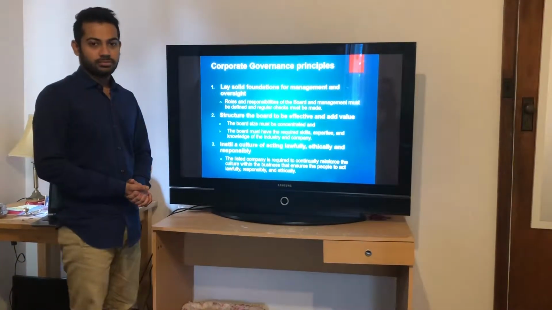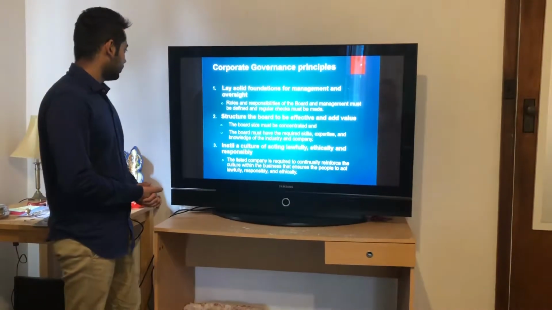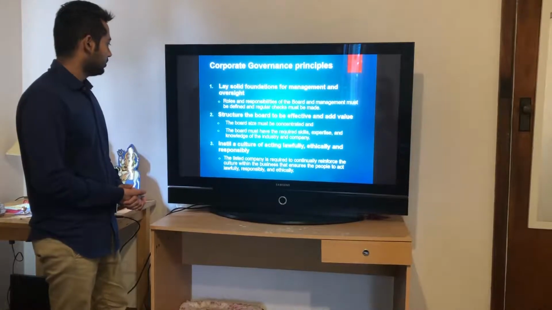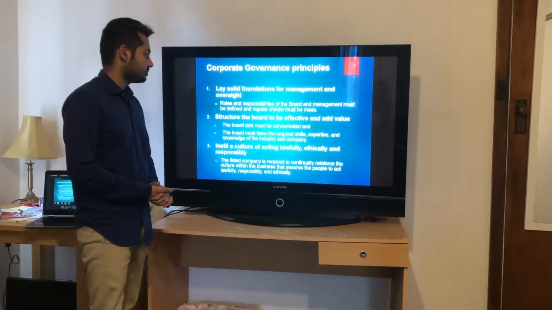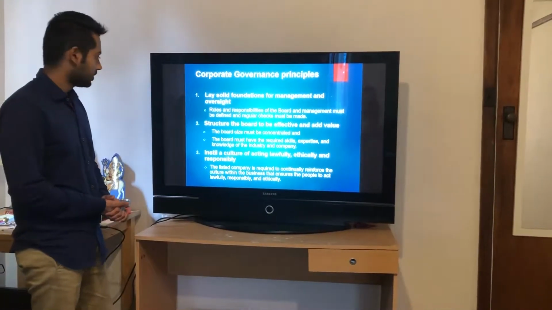Today I am going to explain the principles of corporate governance. First principle is about laying solid foundations for management and oversight, in which roles and responsibilities of the board and management must be defined and regular checks must be made.